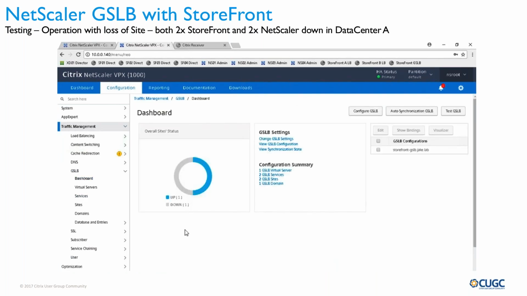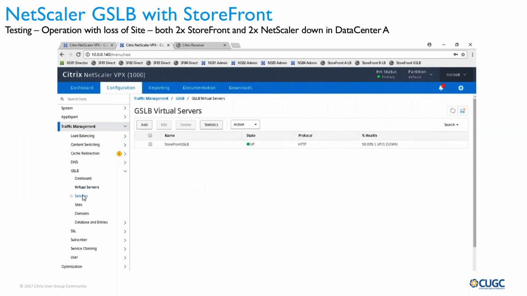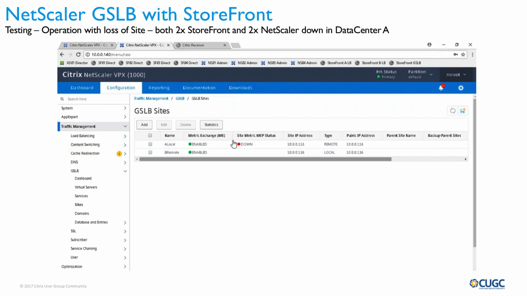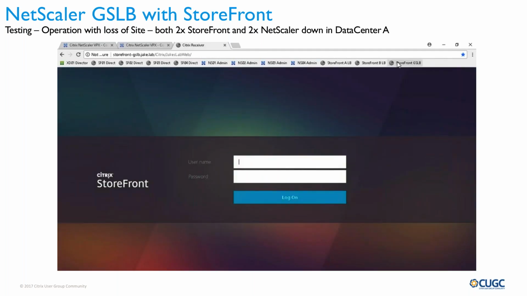That's because Metric Exchange Protocol has failed to get any information from site A, so it knows that that site's not responding. Consequently, that service is marked as down and users won't be directed to it. The site is also marked as down, so that just kind of shows you that the information there is working and the monitors are set up correctly.